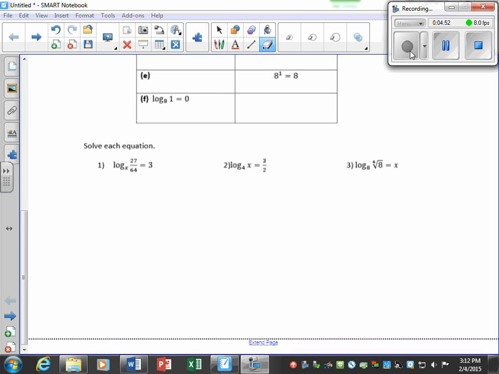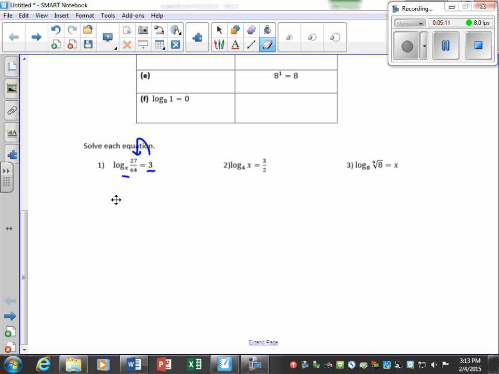Now we're going to solve each equation using the properties. So because this is in logarithmic form, I'm going to change it to exponential, and I'm going to say x raised to the third equals this. So when I write that out, I will get x to the third power, so this raised to this equals 27 over 64.